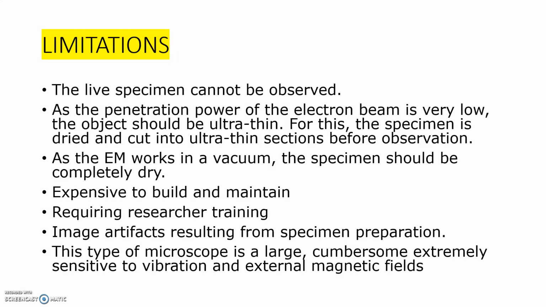Apart from the advantages, there are limitations too, because the live specimen cannot be observed. While we are placing the specimen, it can be either heat fixed or air dried, or it can be sliced into thin sections, and it has undergone certain treatment. That's why the live specimen cannot be observed. As the penetration power of the electron beam is very low, the object should be very ultra thin. For this reason, the specimen is dried and cut into ultra thin sections before observation.